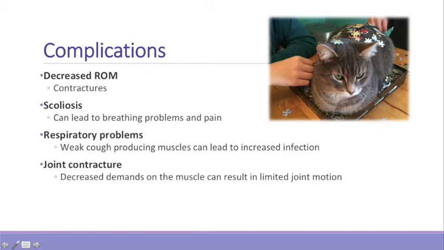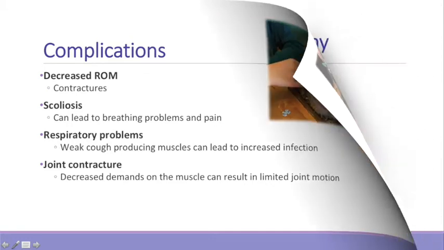Besides just the difficulty of breathing, the weakness with taking breaths will also result in a weak cough. And a weak cough leads to increased infections. Joint contractures may also develop, and this will limit the joint movement. Decreased demands on the muscles will result in limited joint motion.